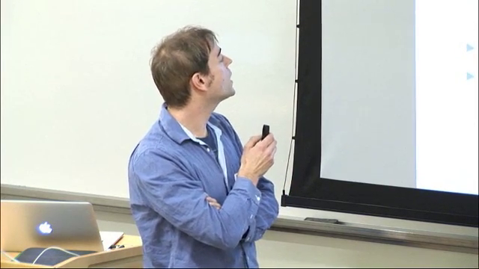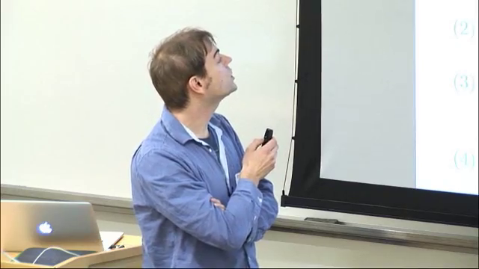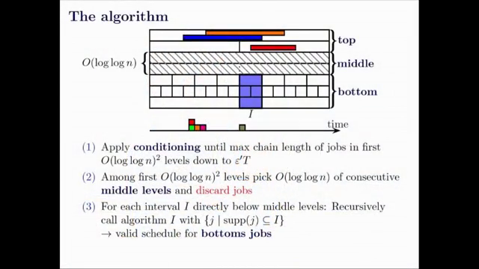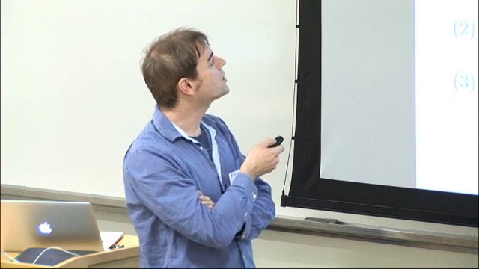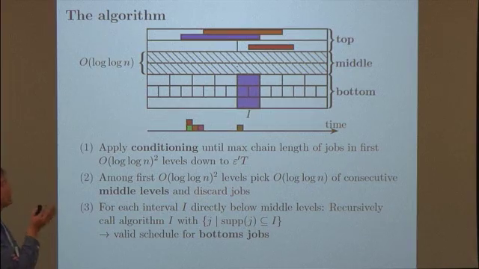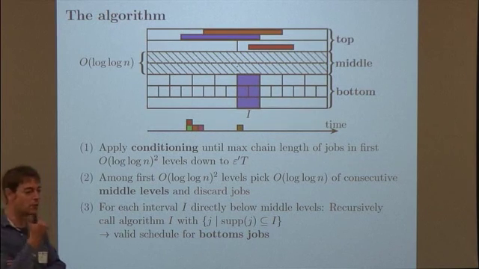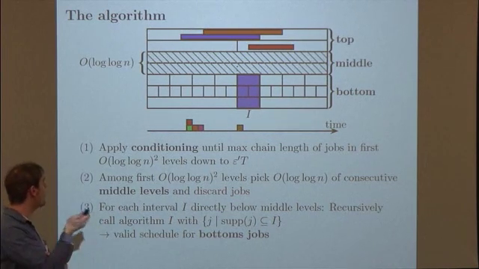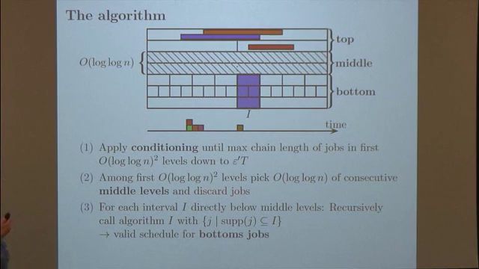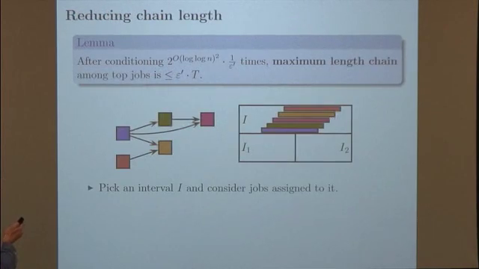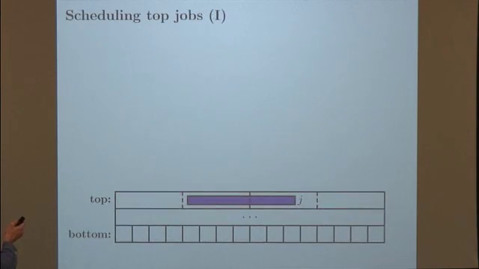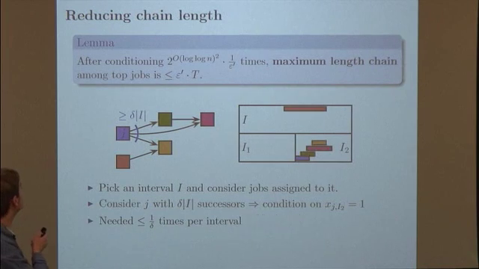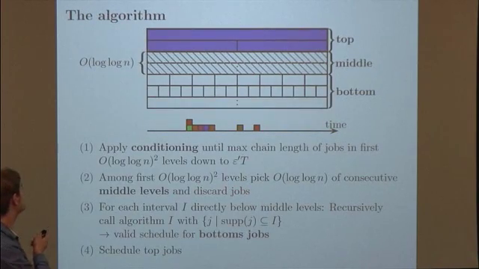Okay. What I hope I could convince you is that, if you look at the picture, I can actually decrease the maximum chain length of jobs assigned to the top intervals to something as small as I like. I will lose some number of rounds proportional to that, but I'm good. Okay, so that's fine. Let me go back to the next thing that we want to do.